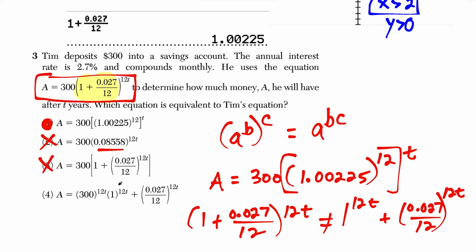And then here, let's see what happened here. That's basically exactly what they're doing: 1 to the 12t plus this to the 12t, and then multiplied by 300. Yeah, this one's way off. So choice 1 is definitely our answer.